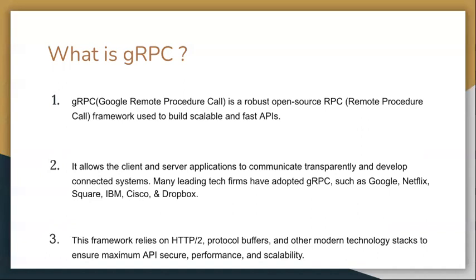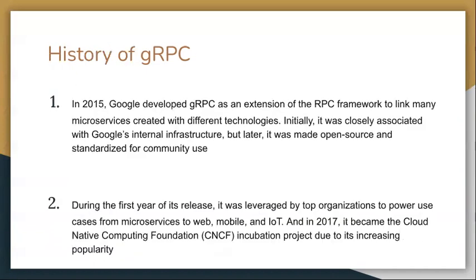This framework relies on the HTTP2 protocol, which is the advanced version of HTTP, and it allows you to use protocol buffers and other modern technology stack to ensure maximum API security, performance, and scalability, because all of this becomes an essential part when you are developing an API, and you need to consider this when the API usage eventually grows.